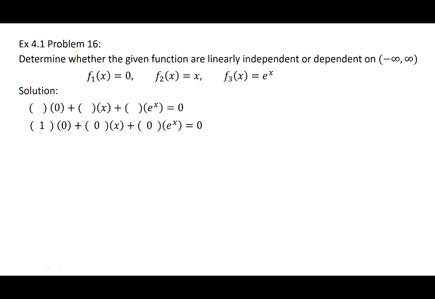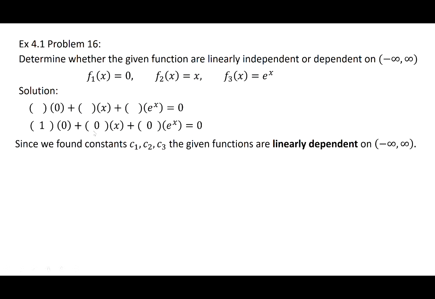So, would you agree, if I make the first constant 1, because it is multiplying 0, it doesn't matter what constant I pick here. I can pick 1, 2, 1.5, pi, whatever. And make sure that C2 and C3 are 0. Yep, see? So I have picked C1, C2, C3 such that C1 f1 of x plus C2 f2 of x plus C3 f3 of x is identically 0 for all values of x on the real number line.